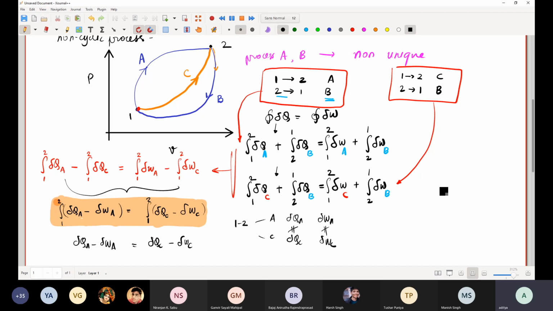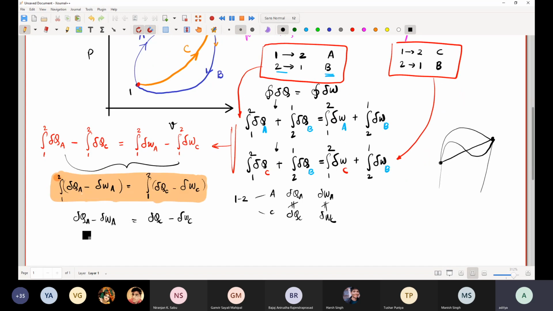Someone may think that this integral is equal, meaning the area under this curve and the area under this curve can be equal, and this is not equal. But no, this is true for any arbitrary process A and any arbitrary process C, and this equality can therefore only hold true when the integrands themselves are equal.